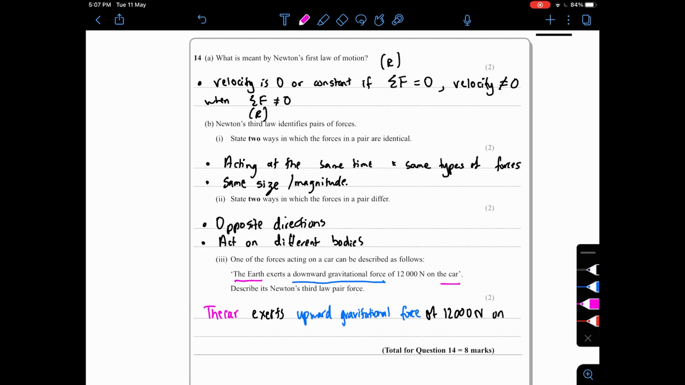and that changes on the earth. So we only changed what? We only changed the direction and the bodies, right? That's all we changed. So I'm just going to maybe highlight this. So that's that, acting at the same time, same types of forces, same size magnitude, opposite directions, acting on different bodies. And over here, the car exerts an upward force, gravitational force of the same size on the earth.